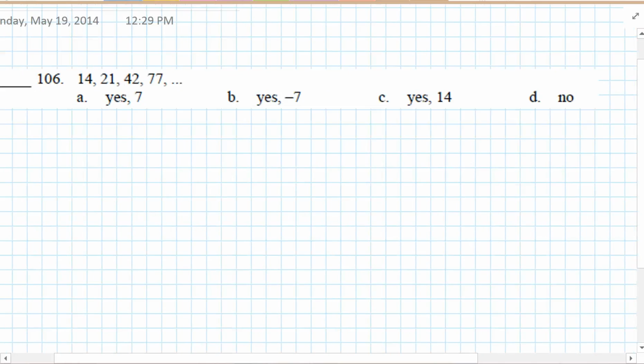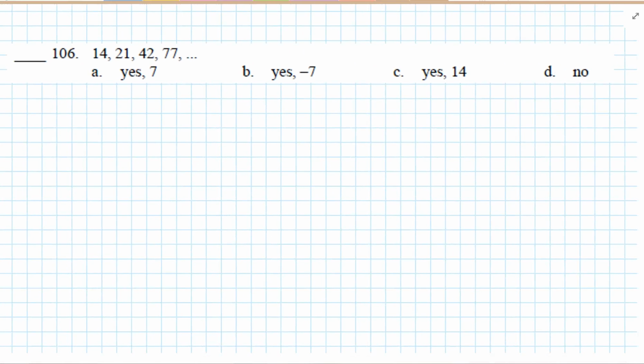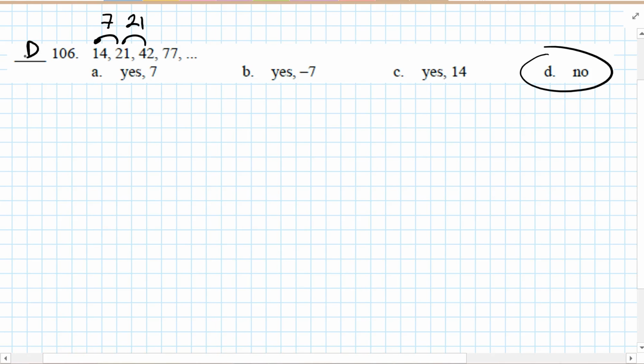106, same question. 21 minus 14 is 7. 42 minus 21 is 21. So we can stop there. It's a geometric, not an arithmetic sequence. So no, there is no common difference.